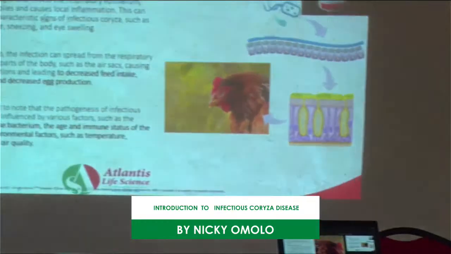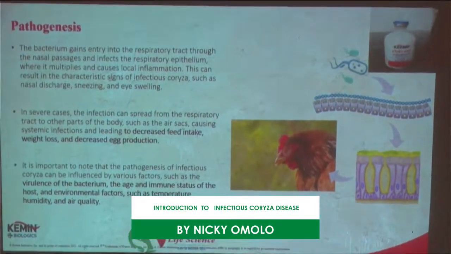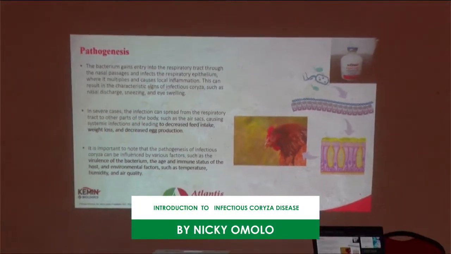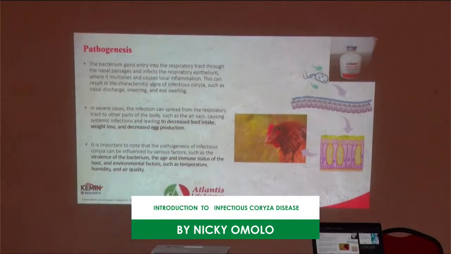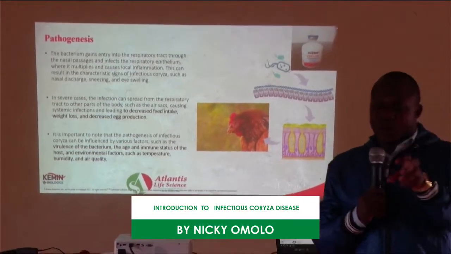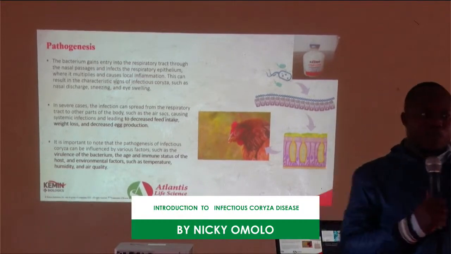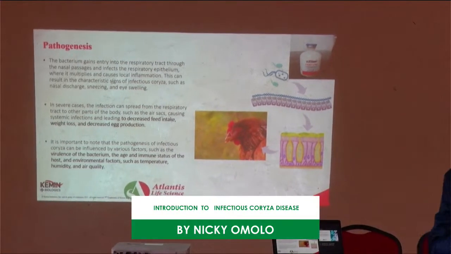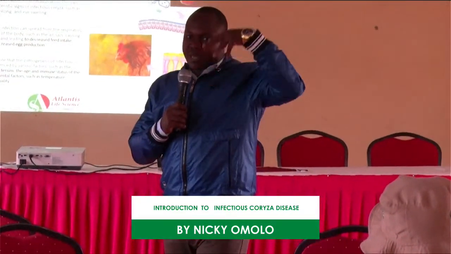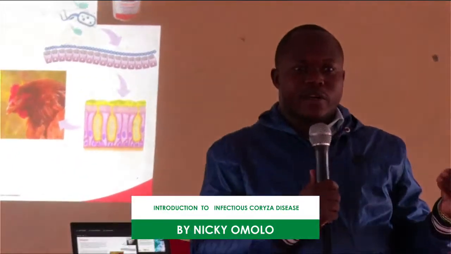So on the pathogenesis, remember we were talking about Avibacterium paragalinarum. The bacterium gains entry into the respiratory tract through the nasal passages and infects the respiratory epithelium. Remember, if you look at the respiratory epithelium, it is lined with several epithelial cells. On top of the epithelial cells, there are a lot of goblet cells that normally line the epithelial lining of the respiratory system. Also, there is a lot of cilia that also lines the respiratory system.